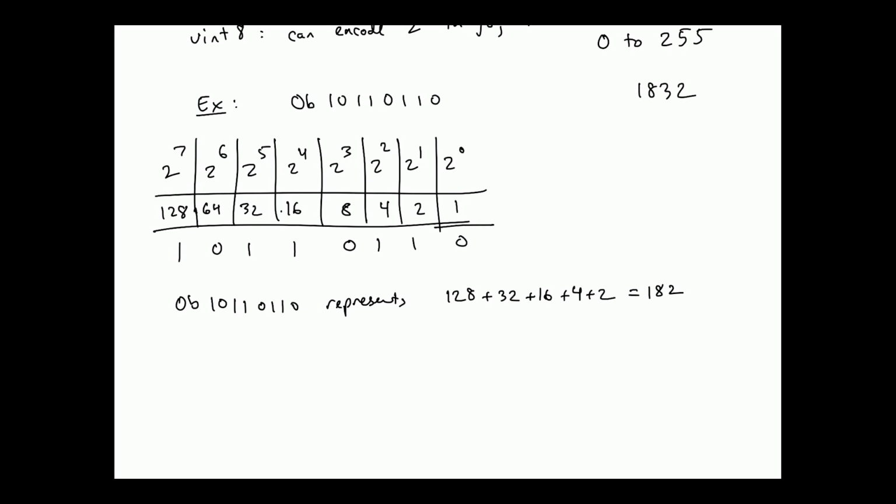Oh, that's 0b. Sorry. You know how when we write numbers in hex, we put 0x in front of them? 0b just indicates it's in binary. Anyway, 128 plus 32 plus 16 plus 4 plus 2, do the arithmetic, add it up, we get 182. So this binary pattern represents 182 as an unsigned 8-bit integer.